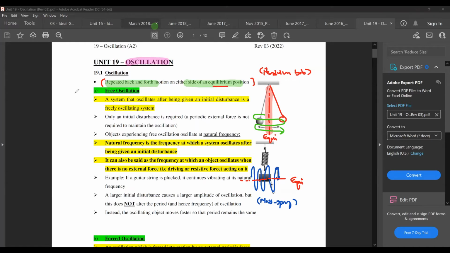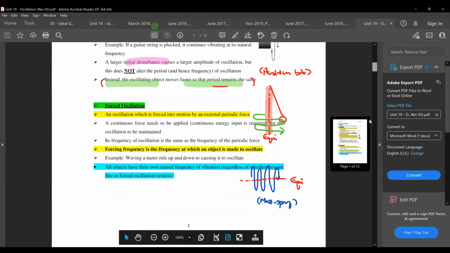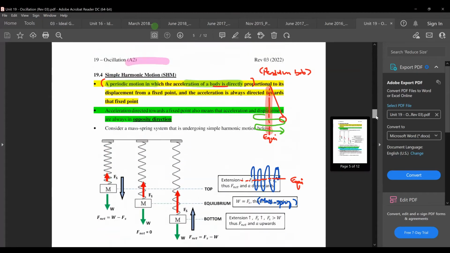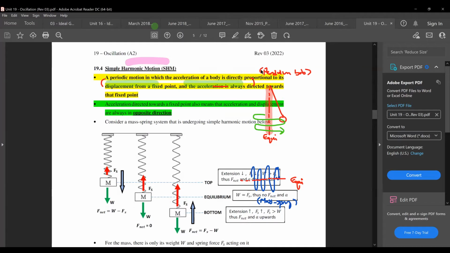Now, the part where we talk about free oscillation and forced oscillation, we don't do this one first. We do something else first. That one is on the later part of your notes. So the one thing that I want to talk about is on page 5. Have a look at page 5 of your notes.